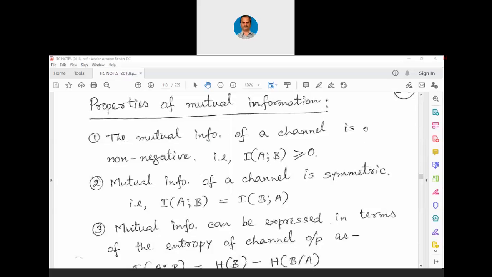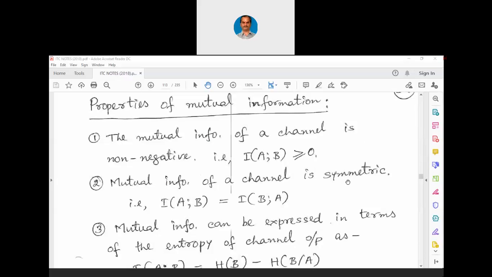So today let us see the properties of mutual information. The mutual information of a channel is non-negative, that is I of A semicolon B is always greater than or equal to 0. If it is 0, that means those two circles are not overlapping, so there is no information from the source to the destination. If it is greater than 0, then the two circles are overlapping to some extent, and the information from the source is received at the destination. If the mutual information is equal to the source entropy, then the complete source information is transmitted to the destination. So naturally, the mutual information cannot be negative. As such, information cannot be negative.